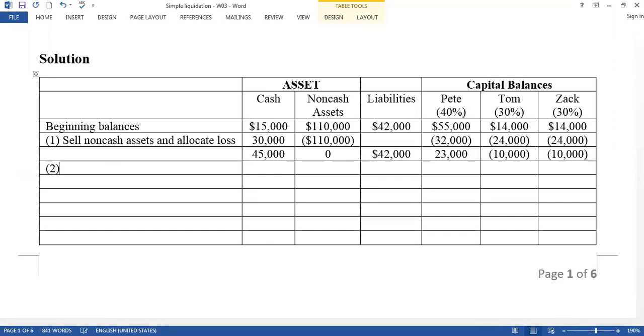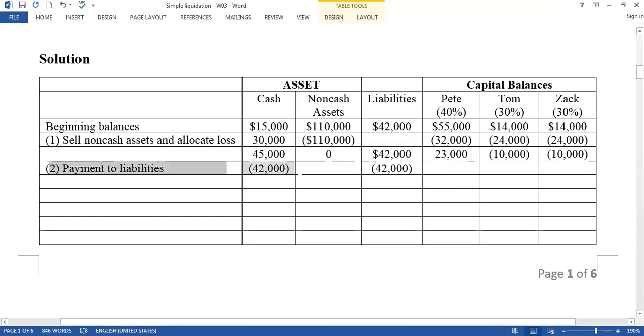So number two is payment to liabilities. So how much are we going to pay from our cash? We are going to pay $42,000. So our cash is decreasing. Our cash decreased $42,000, right? And our liability also decreased $42,000. So do you understand number two?